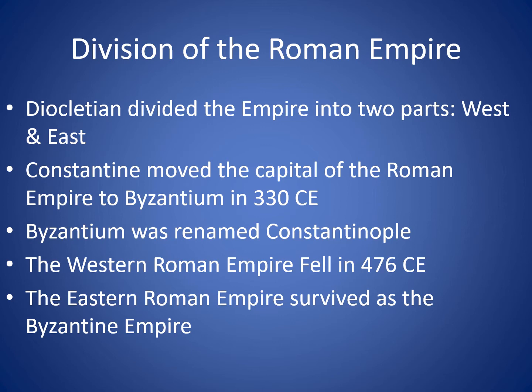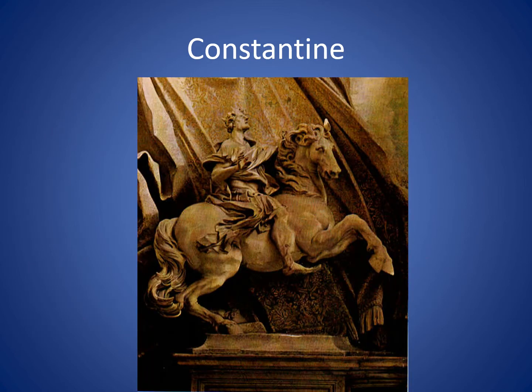We would go on to see the Western Roman Empire fall in 476 CE, but the Eastern Roman Empire, with its capital Constantinople, would survive. And it's going to last for another 1,000 years. And we call it the Byzantine Empire, after the name of the original city, Byzantium. So Emperor Constantine can be seen as a founder of sorts to this Byzantine Empire, as it was under his rule that he moved the capital from Rome to Byzantium, which would go on to be renamed Constantinople.